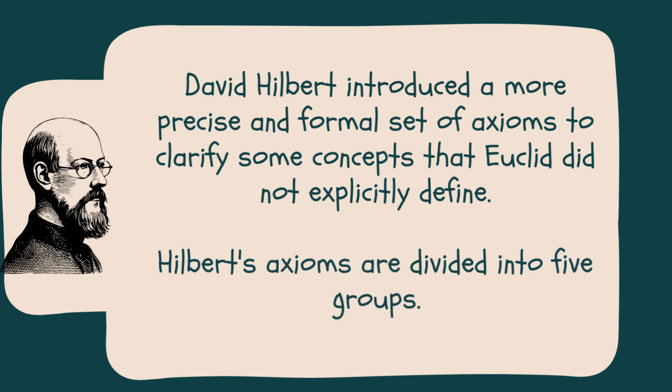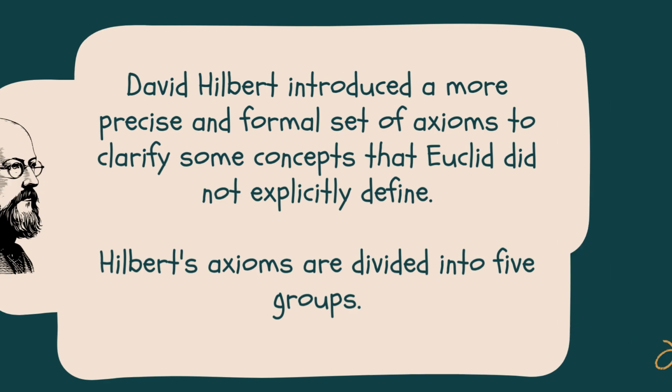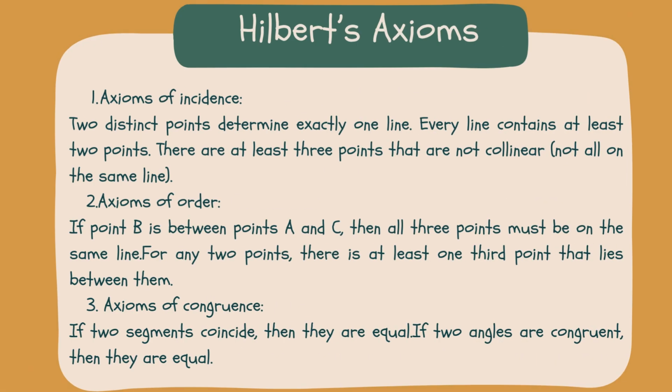David Hilbert introduced a more precise and formal set of axioms to clarify some concepts that Euclid did not explicitly define. Hilbert's axioms are divided into 5 groups. Axioms of incidence. Two distinct points determine exactly one line. Every line contains at least 2 points. There are at least 3 points that are not collinear, not all on the same line.